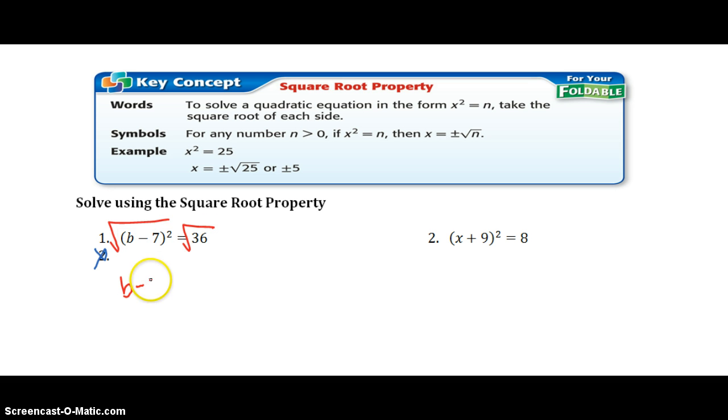When you unsquare something that's squared, you have left over b minus 7. And we don't know if it was a positive 6 or a negative 6, so we have to cover ourselves since we have a variable. So positive or negative 6. When we solve for b, we have to do both 7 plus 6 and 7 minus 6. So my answers are 13 and 1. Those are my possible values of b.